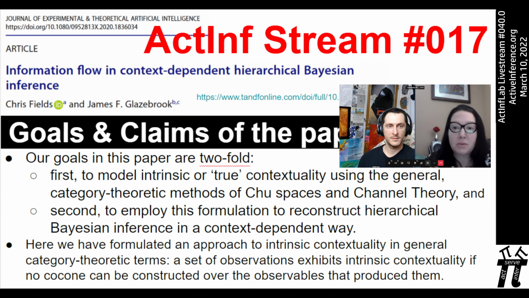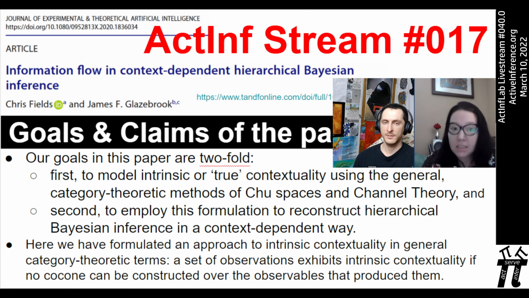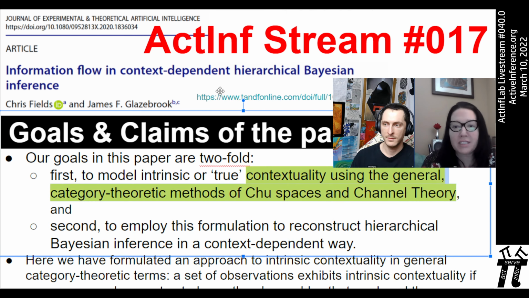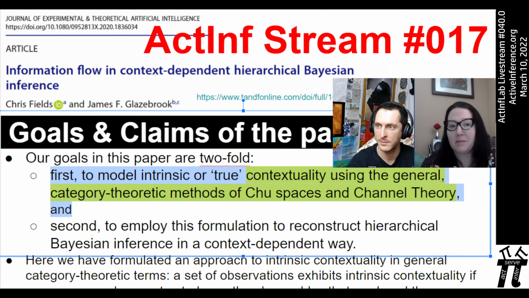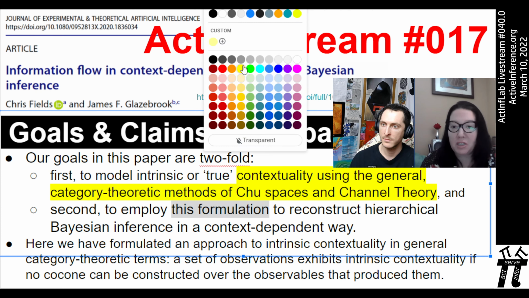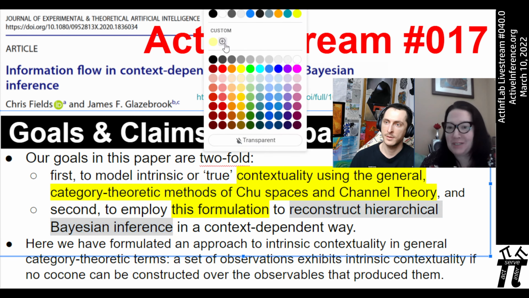So we're going to actually reuse some slides from ActInf Stream number 17. That was when we had Chris Fields presenting information flow in context-dependent hierarchical Bayesian inference. I think contextuality is like an underlying thread that's pretty important here today. So Chris lays that out in that paper. And if you want to dive deeper into choose spaces and channel theory, which we'll talk about a little bit, that's there. So use that as a resource.